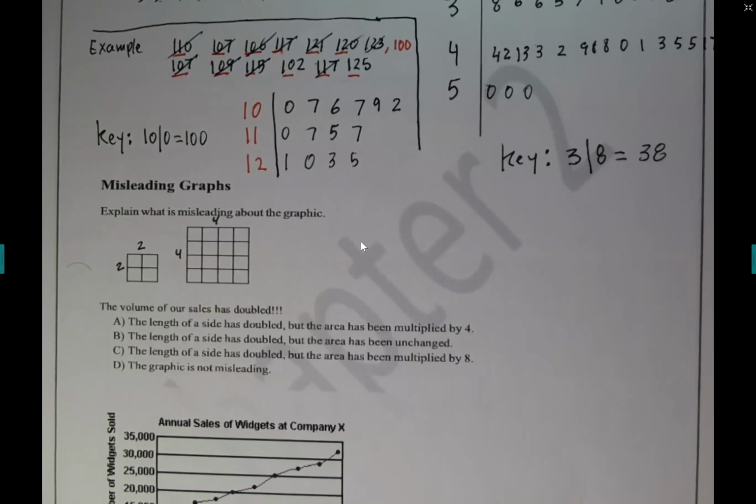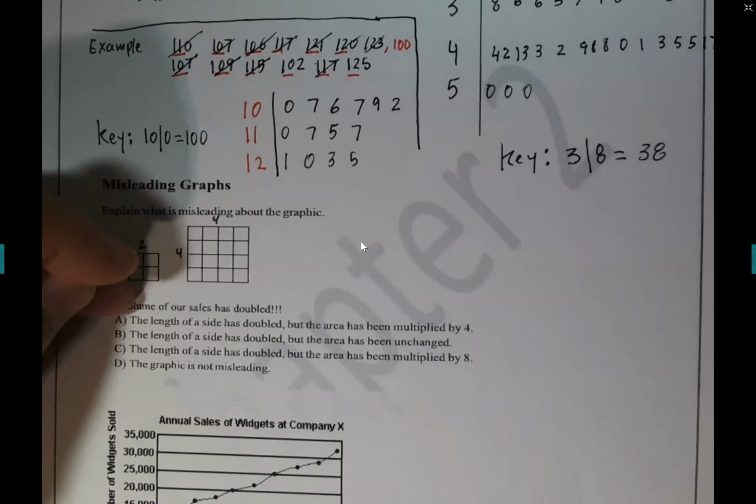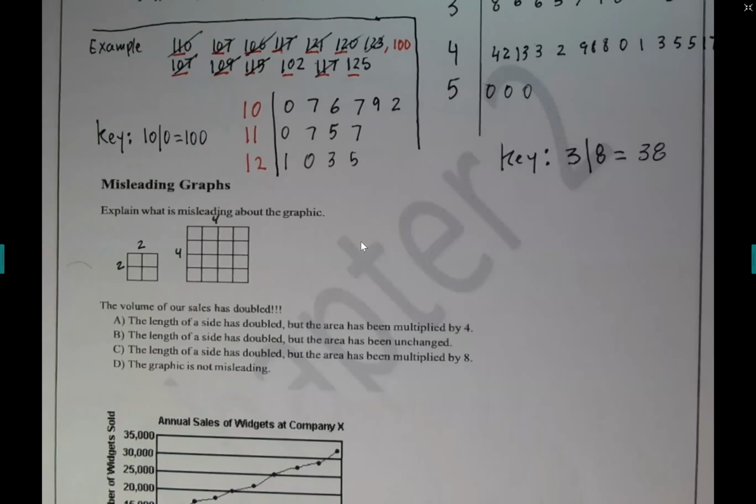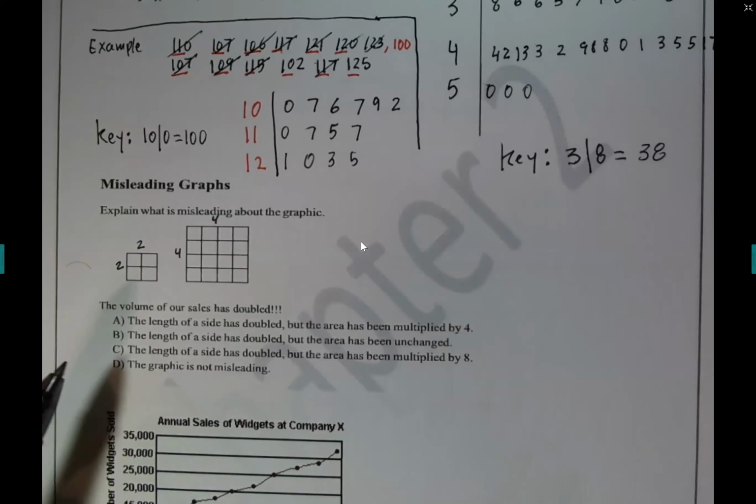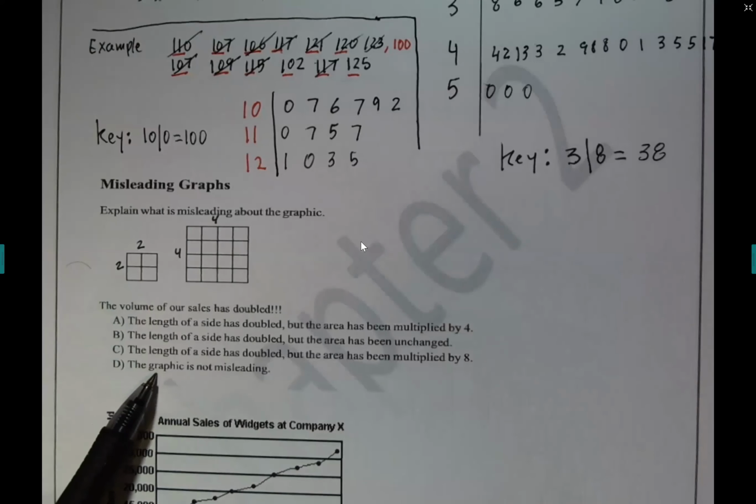But the person who did this said, well, I'm doubling the length and I'm doubling the width because the volume of sales has doubled. But you cannot just double both the length and the width, because that's going to impact the whole thing and make it 4 times as big, not 2 times as big. You can only double one of them, not both of them. So the graph is misleading. The length of a side has doubled, but the area has been multiplied by 4. That's the mistake.